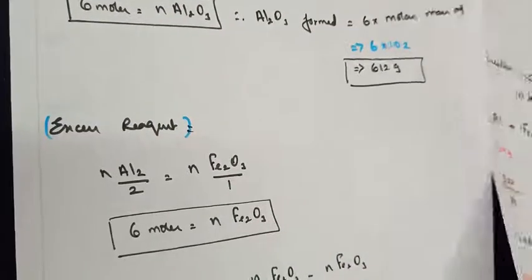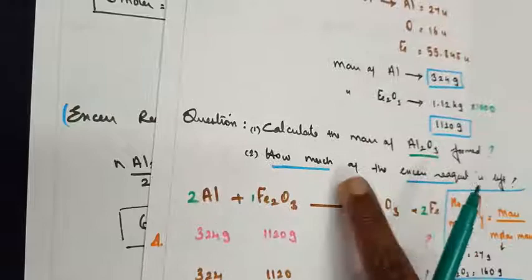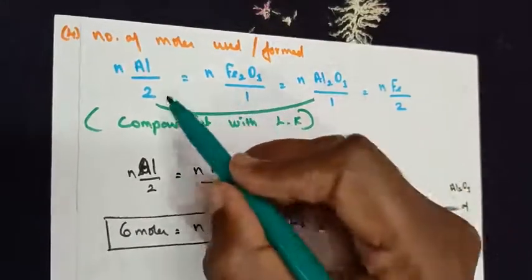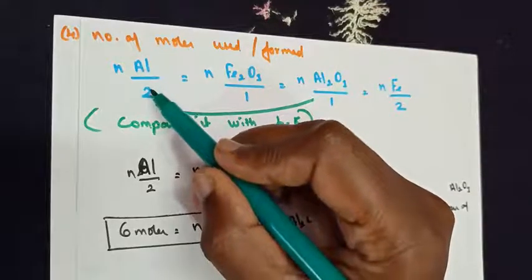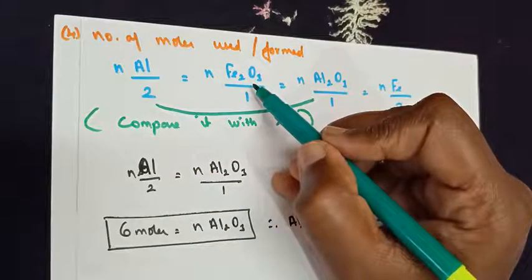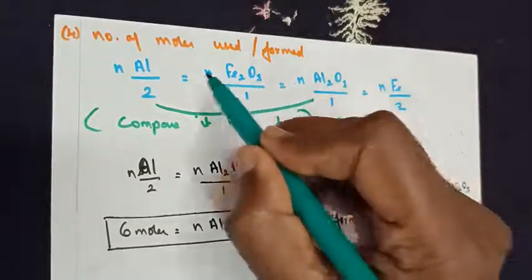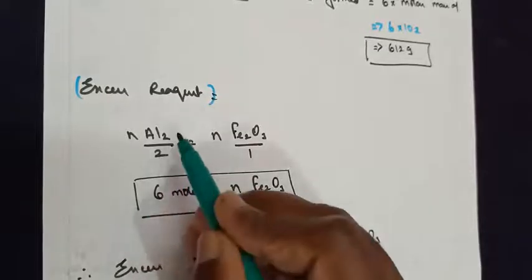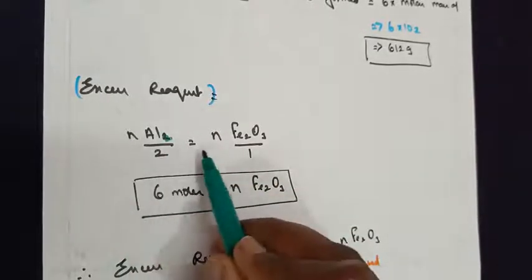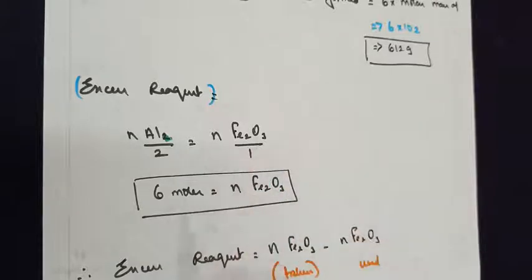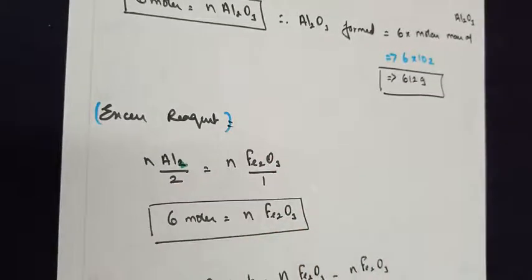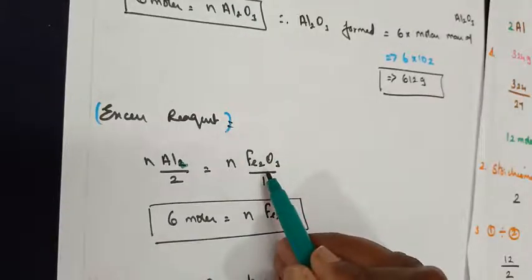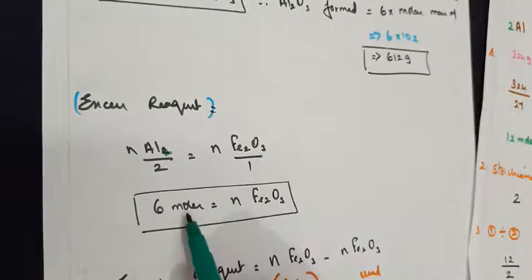The first answer we have calculated. The next one: how much of the excess reagent is used? What is the excess reagent we have found? Aluminium is the limiting reagent. Ferric oxide is the excess reagent. Now compare these two. So the same step I am writing: number of moles of Al by 2 is equal to number of moles of ferric oxide by 1. What's the answer we have calculated? The same answer: 12 by 2 gives us 6 moles. Therefore, the number of moles of ferric oxide used up is 6 moles.